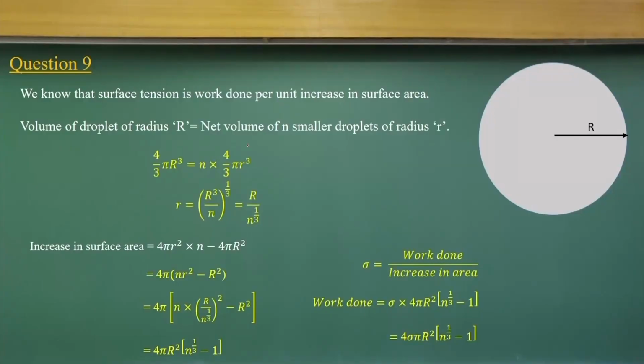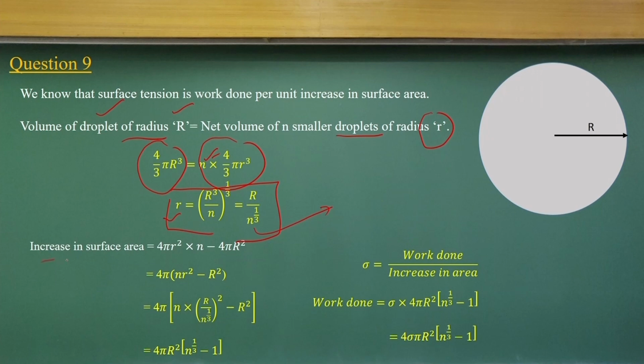If small r is for the smaller droplet and capital R represents the radius of the bigger droplet, then we get the volume, and this side n is multiplied to account for the n number of droplets. So, we will establish the relationship of r with capital R and n.